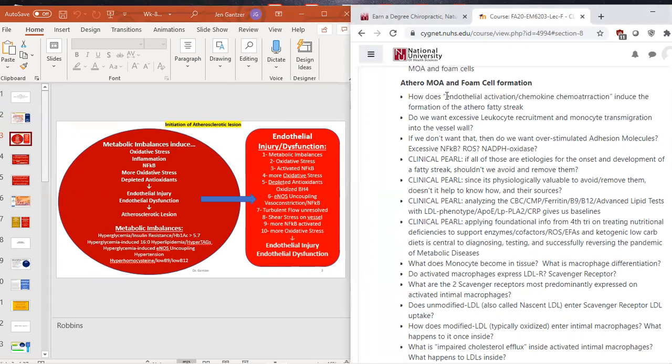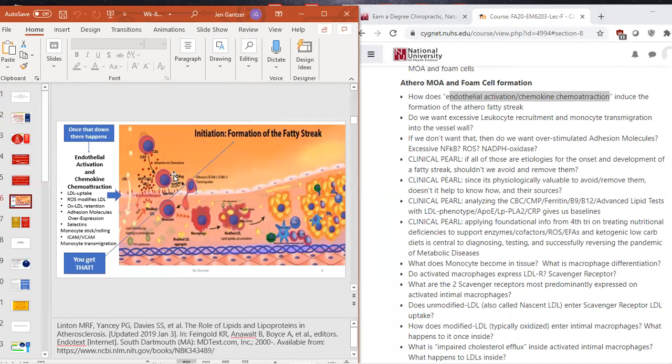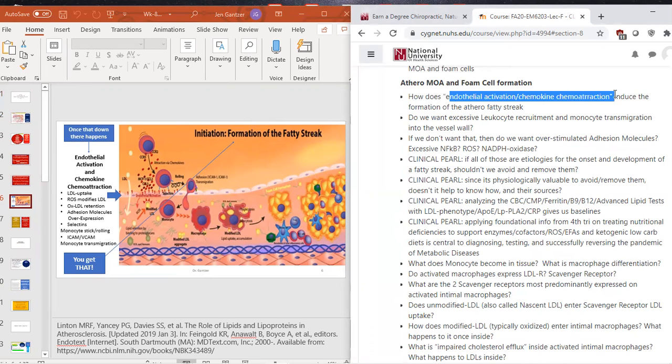So all of this endothelial activation, chemokine chemo attraction, this is what's happening with the activated endothelial injury and endothelial dysfunction. So once this happens, it now calls in all of the immune cells. You get your diapedesis, and then you have your macrophage conversion and uptake of the modified LDL, and then you have your foam cell. So how does this correlate? Because endothelial activation and chemokine chemo attraction is exactly what's happening.